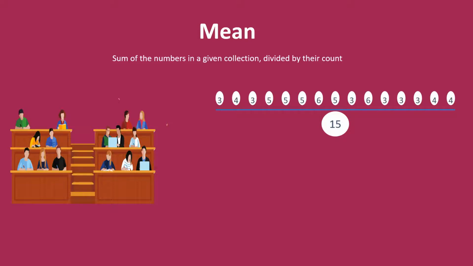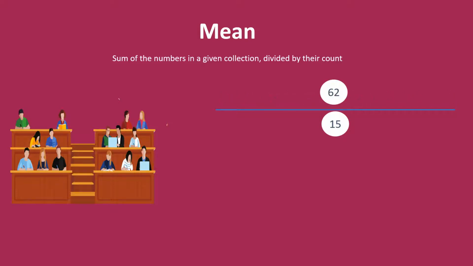Now the numbers present above the line, I'm going to sum them up, and the number which I get is 62. Then I will divide this 62 by 15, and the number which I get is 4.133. So now we can say that this is a class of students who have an average height of 4.133 feet. So this is how you can generalize a number for the given population.